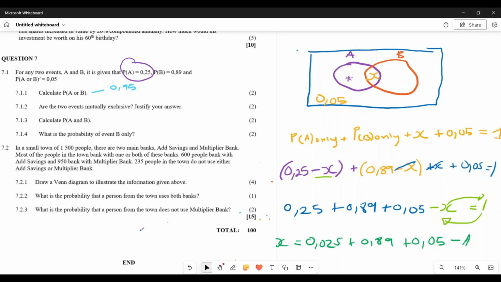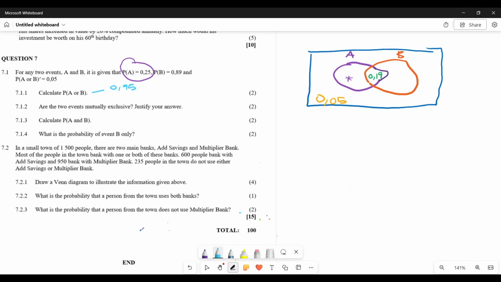Now let me just punch that into my calculator. 0.25 plus 0.89 plus 0.05 minus 1. And your X value should be equal to 0.19. And as we said, this 0.19 is the probability of A and B, right? Always remember that everything inside your Venn diagram should always be equal to 1. Your probability of A only, your probability of B only, plus the probability of A and B, plus your sample space, it should be equal to 1. So now we have calculated the probability of A and B. I'm just going to substitute it onto my Venn diagram right over there. And it's 0.19.